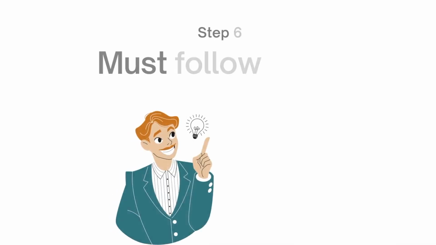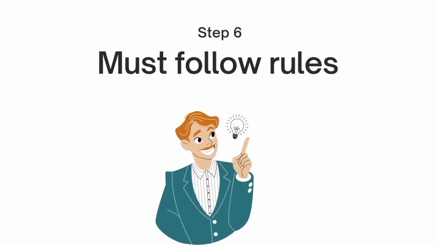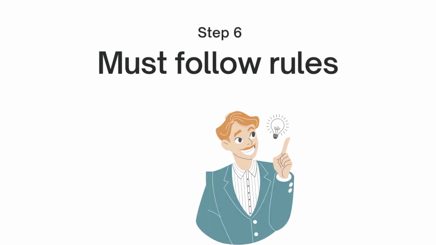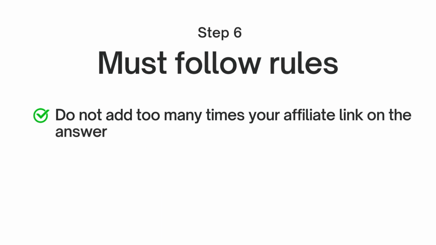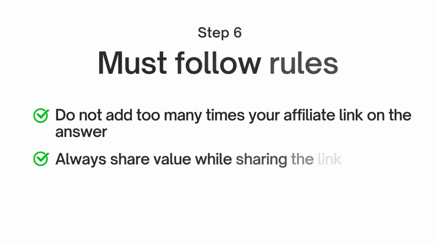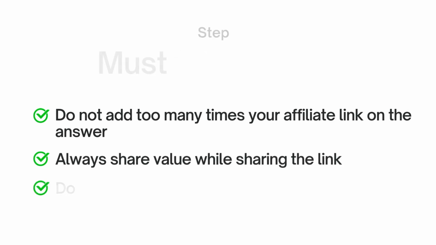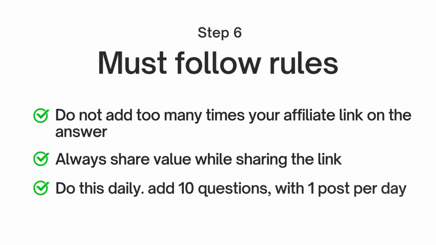Step 6. Warnings and analyze results. Okay, now here is the part that you must follow. Do not add your affiliate link too many times in the answer. Just add one link per answer. Do not only share your affiliate URL, always share value while sharing the link. Also, do this daily. Add 10 questions, with one post per day, to your Quora Space.